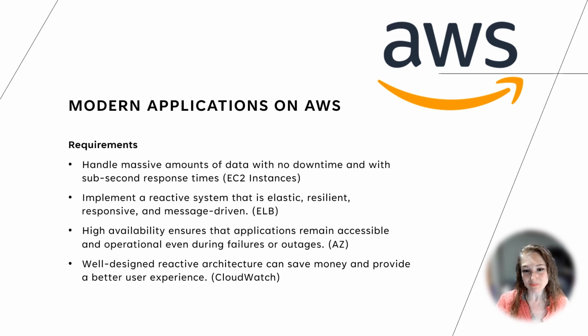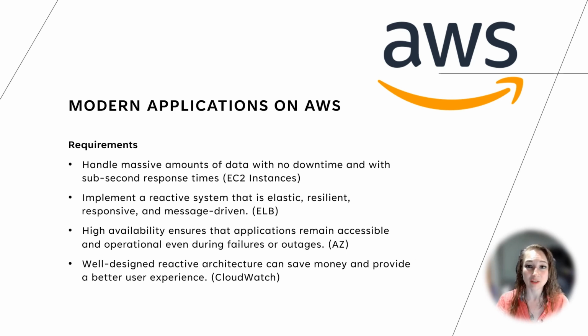Why we need elastic, highly available instances is because modern applications must be able to handle massive amounts of data with no downtime and with sub-second response times. A reactive system can be implemented that is elastic, resilient, responsive, and message-driven. For example, with instances in AWS, auto scaling enables dynamic adjusting of the number of EC2 instances in response to traffic fluctuations, ensuring constant performance during peak periods while minimizing the cost during lulls.